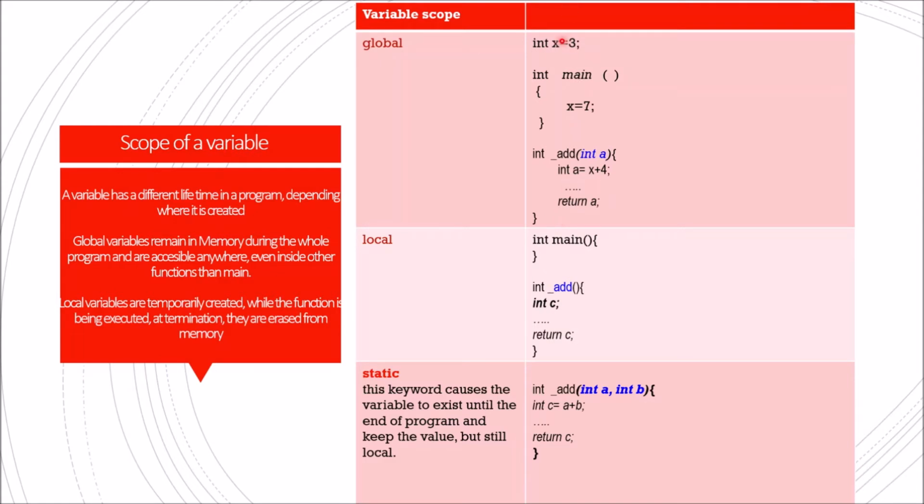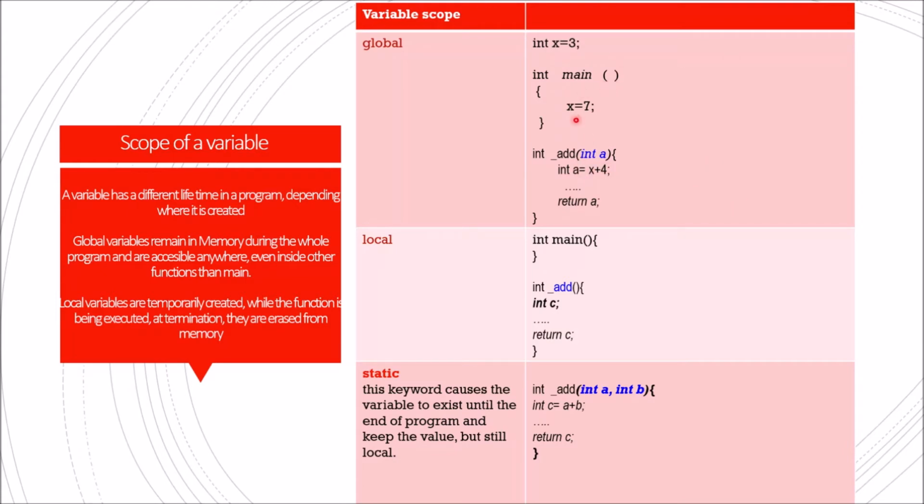So for instance, we have here an integer x that is first of all outside all of the functions, okay? So a global variable is the one that is created or defined outside all of the functions. So therefore it would be visible from any function. As you can see, we are using it here, assigning the value of 7. In another, we are using the value of x to add 4.